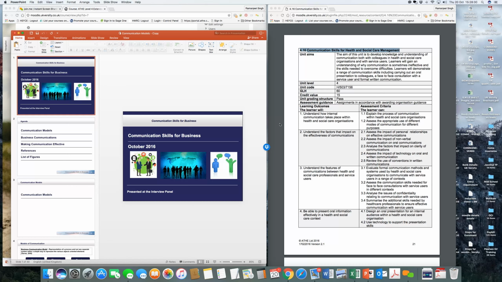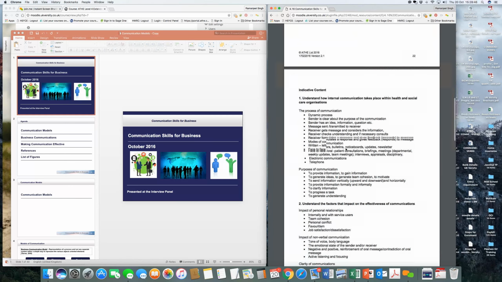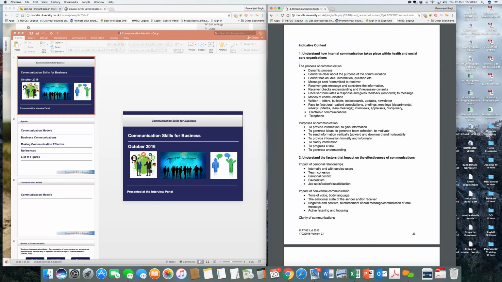Now, the first learning outcome in this particular unit is to understand how internal communication takes place within health and social care organizations. So when we go down slightly, we will look at the indicative content of learning outcome one in particular. What we want to be able to understand is the process of communication. What does it involve? What are the types of communications that we can do? And when are the situations in which these types of communications are most appropriate?